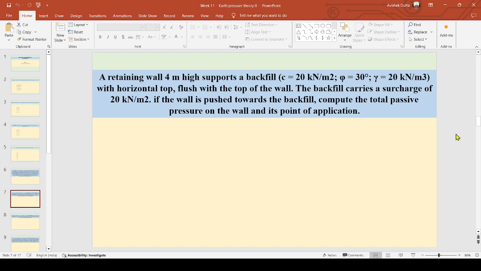A retaining wall 4 meter high supports a backfill having cohesion equal to 20 kilonewton per meter square, angle of internal friction equal to 30 degree, and unit weight gamma equal to 20 kilonewton per meter cube, with horizontal top flush with the top of the wall. That means at level with the top of the wall. The backfill carries a surcharge of 20 kilonewton per meter square. If the wall is pushed towards the backfill, compute the total passive pressure on the wall and its point of application.